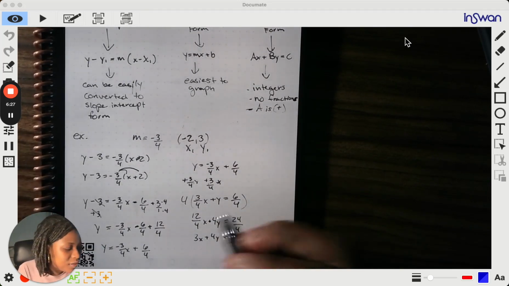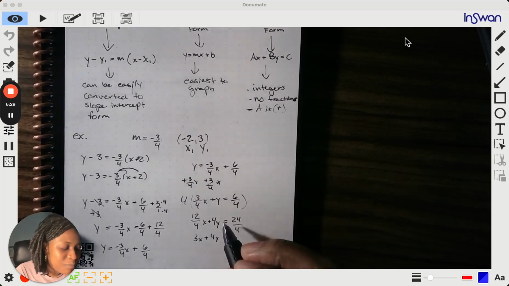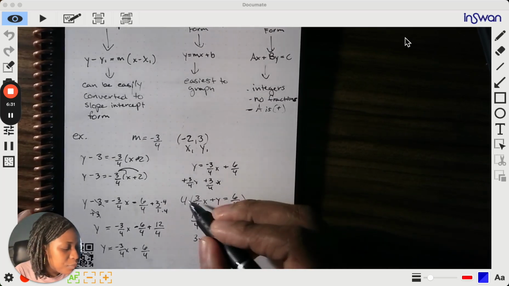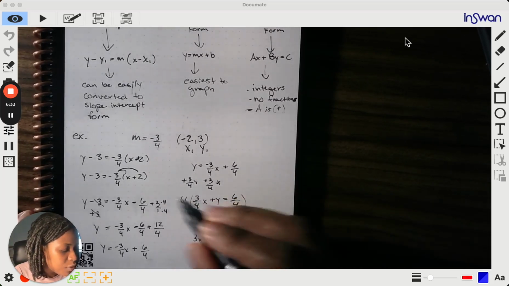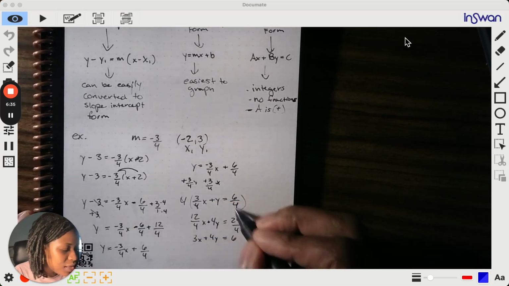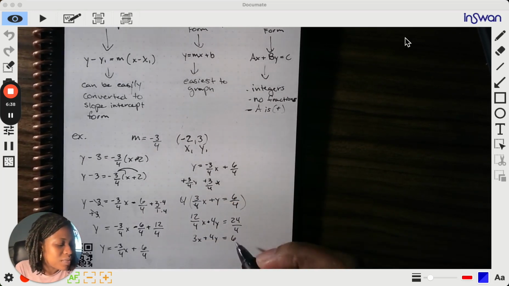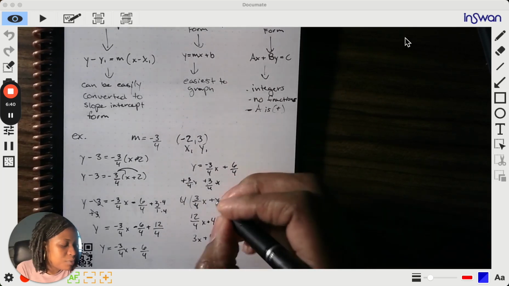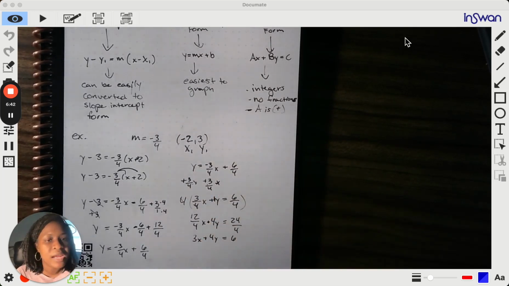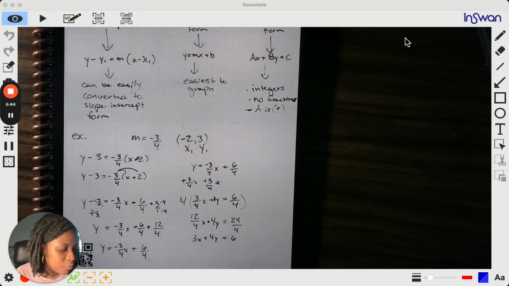Now, we could have got here. We didn't have to do this step. I just wanted to show the logic. But this 4 and 4 would cancel right here. This 4 and that 4 would cancel right there, which will bring us back to this 3 and 4 and 6. But always remember, there is an implied 1 in front of the variable if it's by itself.